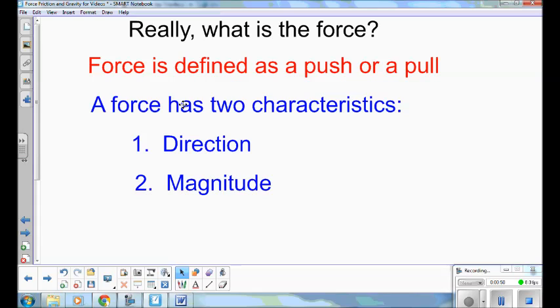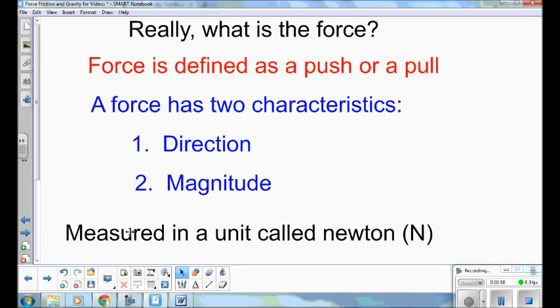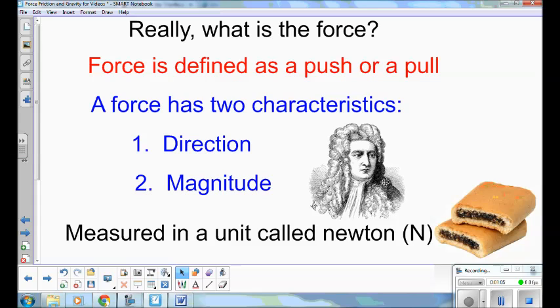Now, this being science and all, we can't do anything the easy way, and we have to have our own special unit when we describe and when we measure force. The unit that we use is called a Newton. No, it's not fig Newtons. It is, in fact, named after Sir Isaac Newton, who was one of the leaders in early physics. You'll notice that Newton is abbreviated with a capital N.